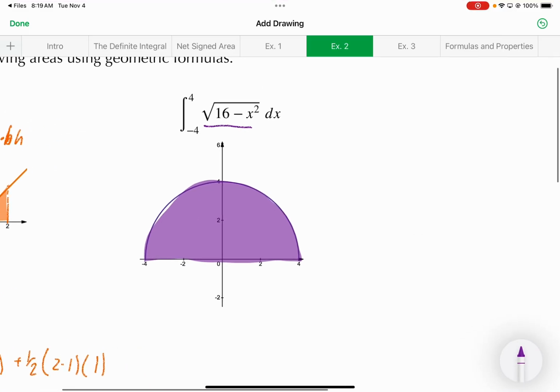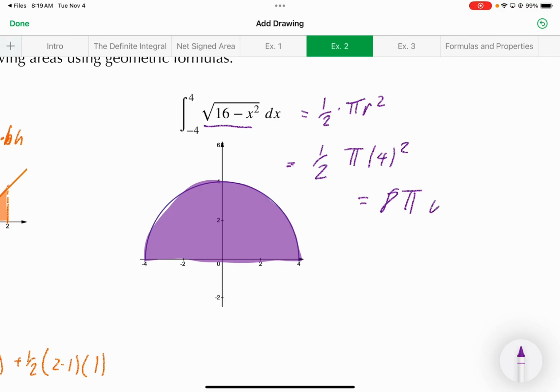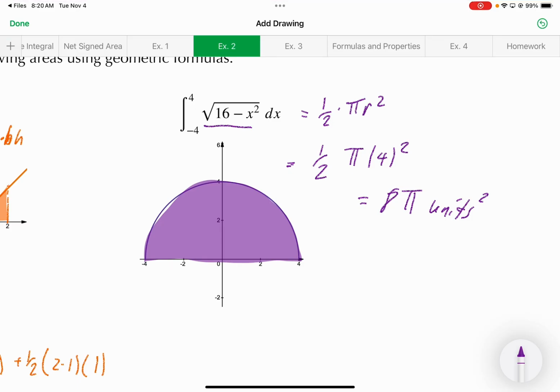So what's our area equation that we're going to use? Times 1/2. All right. So easy enough. 1/2 pi, what's my radius? 4 squared. So 8 pi units squared. All right. It is a decent amount of this in this section. Let's do one more area problem like this.